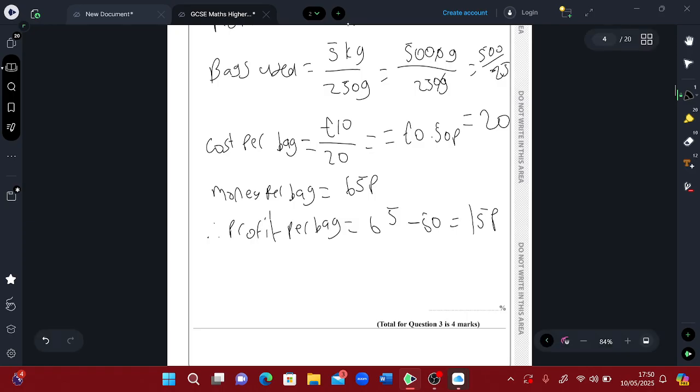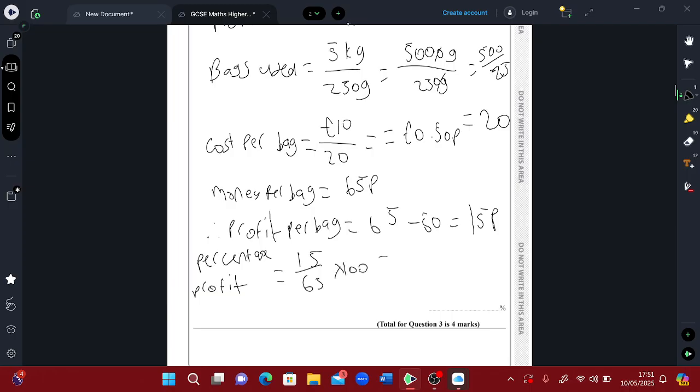So then the percentage profit is essentially going to tell us how much of the money she made is profit. So that's going to be 15 over 65. So that's going to be the profit she made out of the total amount she got from the bag. So how much of the money she gets from each bag is going towards the profit. And then that's going to be times by 100 because it's a percentage. So now we need to work out this bit.